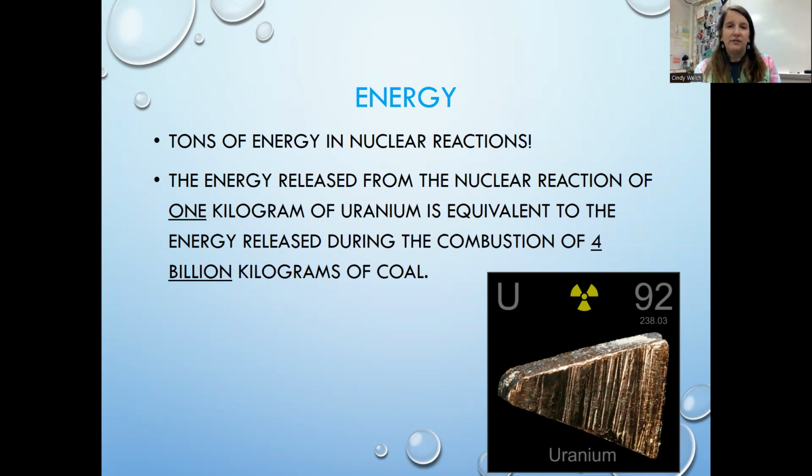Now, just to give you an idea of the amount of energy that's released during these kinds of processes, when we're talking about 1 kilogram of uranium, for example, versus coal, the amount of energy that's released from just 1 kilogram of uranium is equal to the amount of energy that's released by 4 billion kilograms of coal. Think about that difference, 1 kilogram versus 4 billion kilograms. The same amount of energy is produced from both of those two processes. So we can get a lot more energy out of those nuclear reactions.